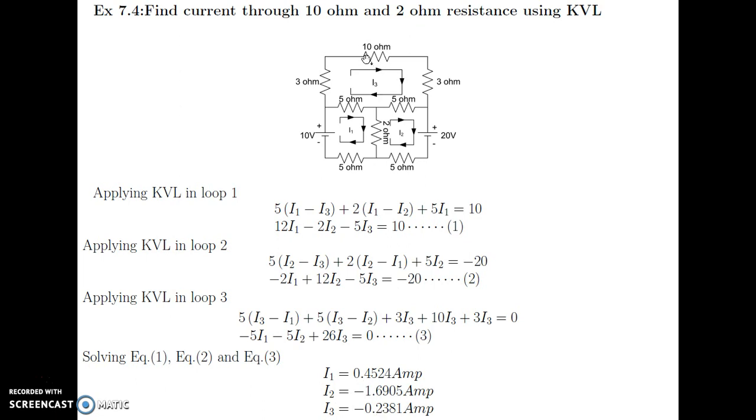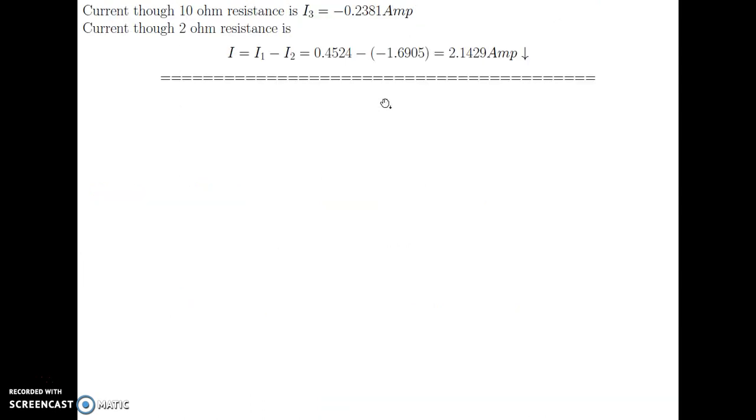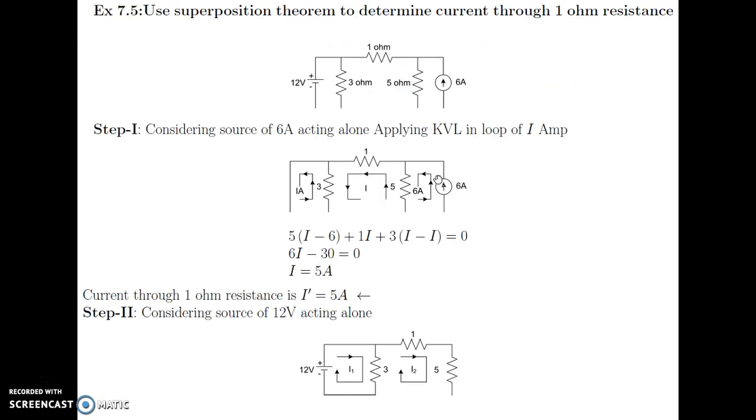What is the current through the 10 ohm resistance? It is equal to I3. And what is the current through the 2 ohm resistance? It is I1 minus I2. So the current through the 10 ohm resistance is I3, that is minus 0.2381, and the current through the 2 ohm resistance is I1 minus I2, that is 2.1429, in the downward direction.